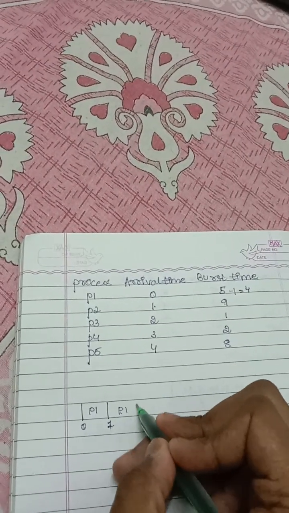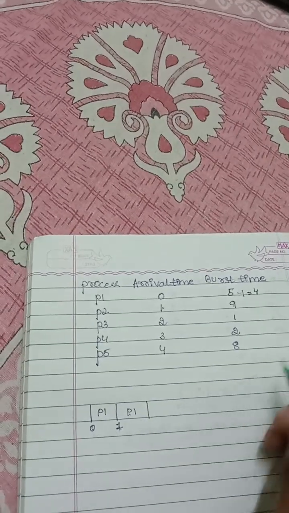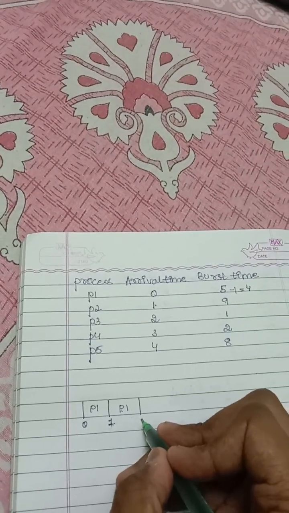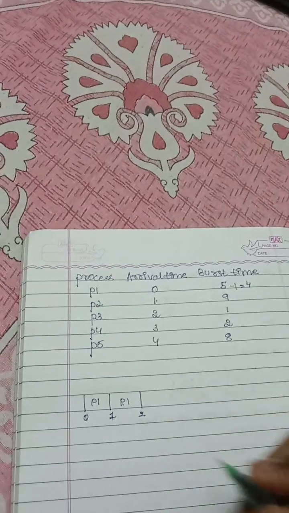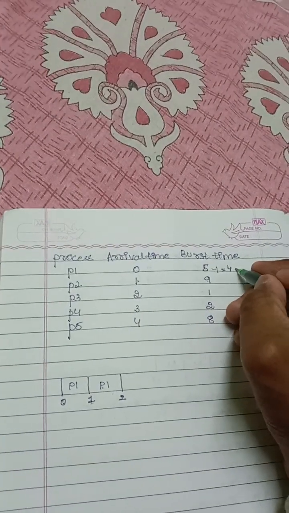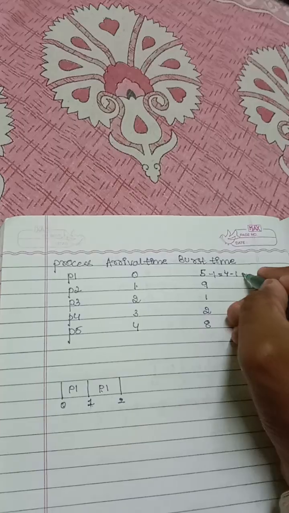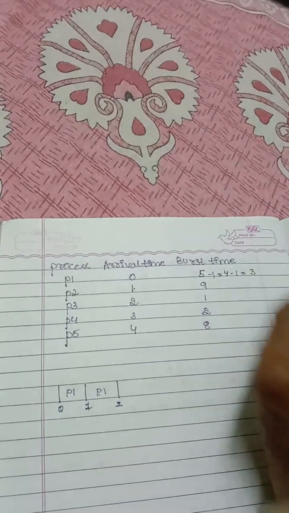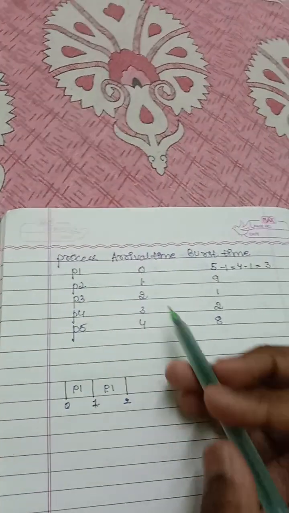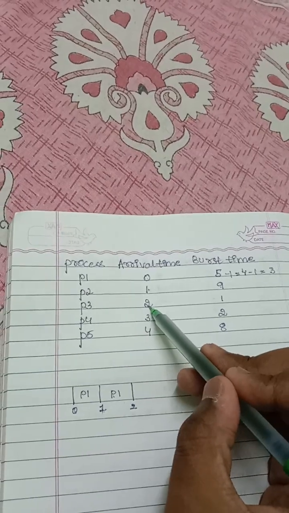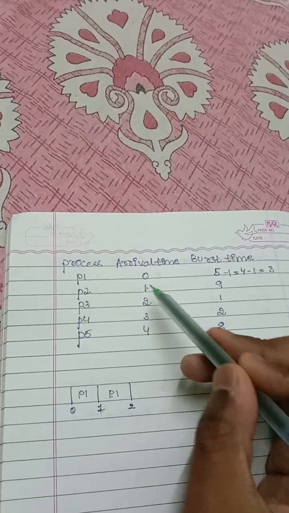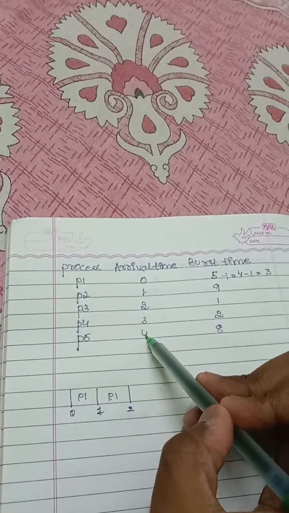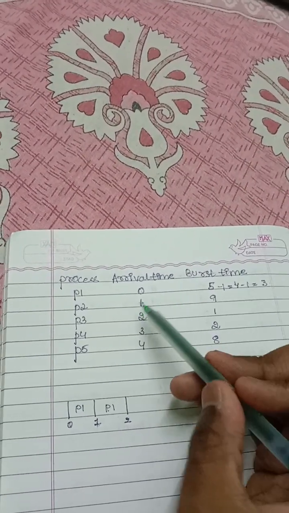Again we write P1 in the Gantt chart and give one burst. Now it will become 2 milliseconds. Now reduce the P1 process to 3. Now the P3 process has also entered the ready queue. P4 and P5 have not entered the ready queue yet.